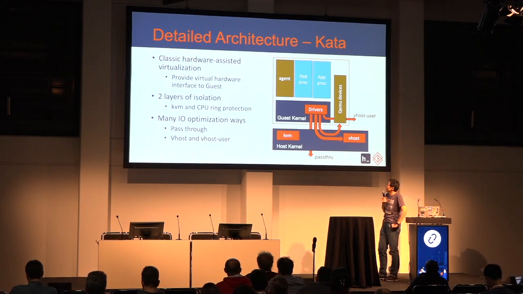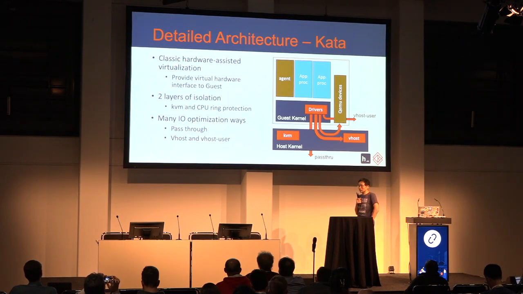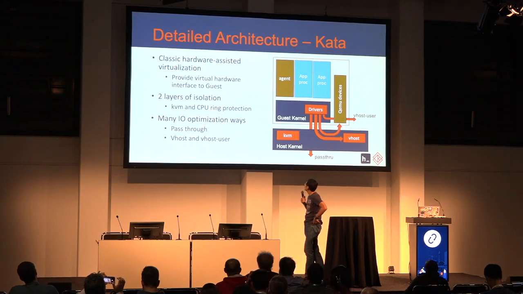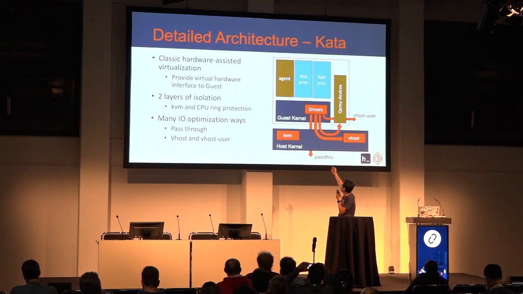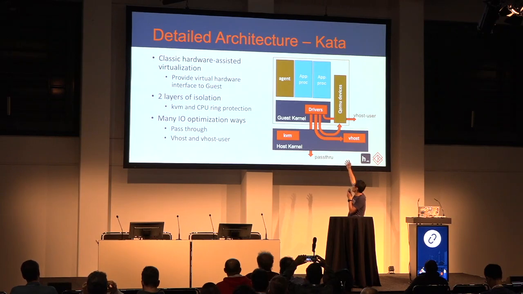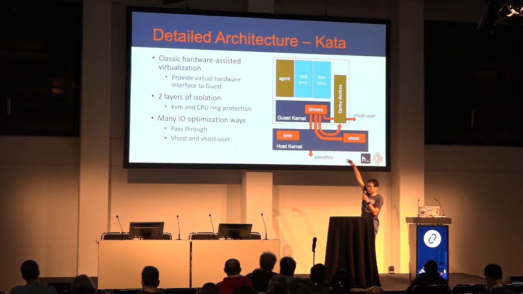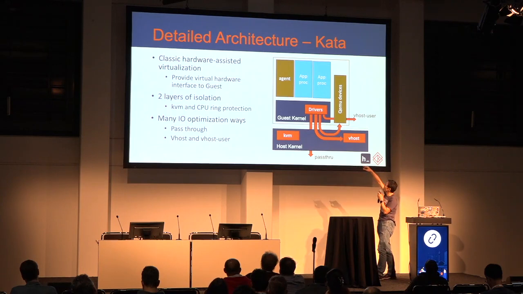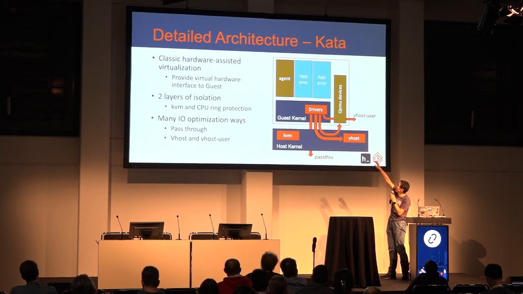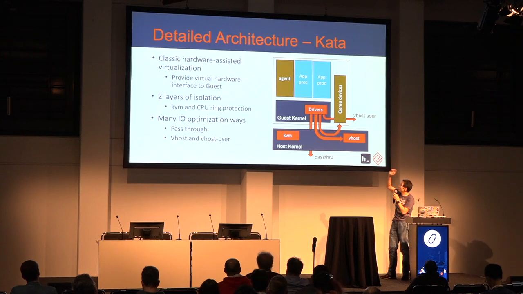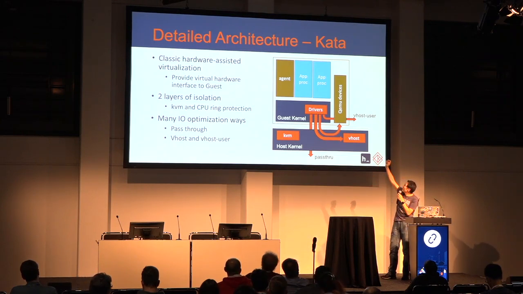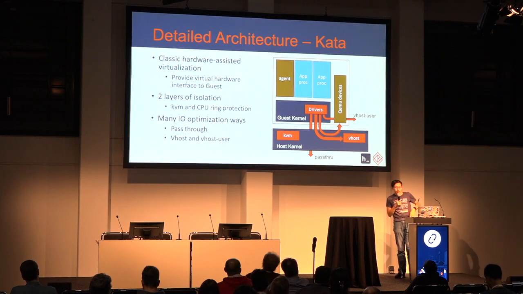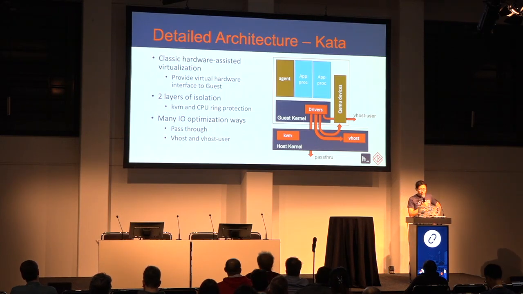About Kata Containers, it's a classic hardware assisted virtualization. We have KVM in the host kernel, and normally there is QEMU here. Inside the QEMU process there is a guest kernel running in guest mode in ring zero, and it helps to manage the whole VM, and there is an agent inside it, and there are application processes.